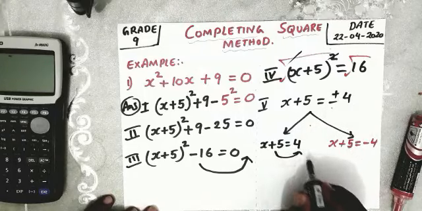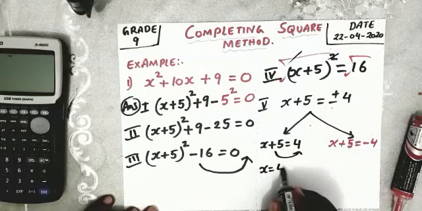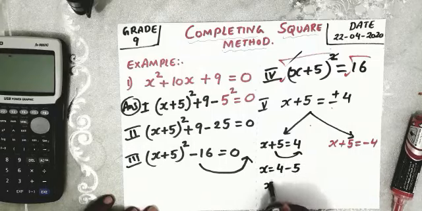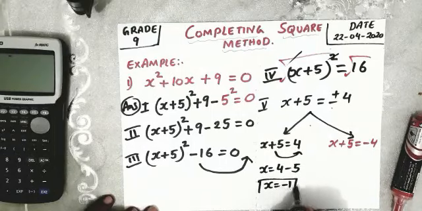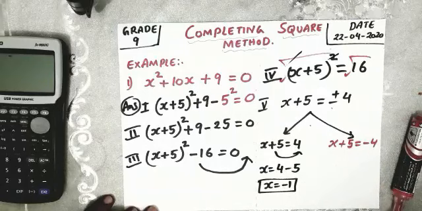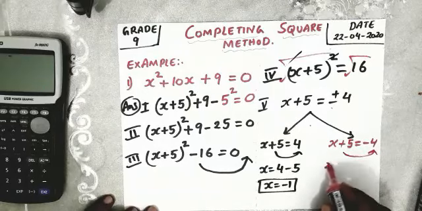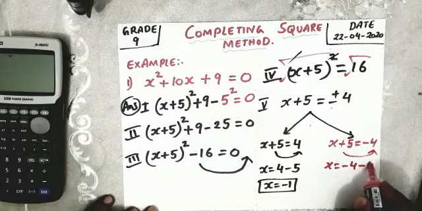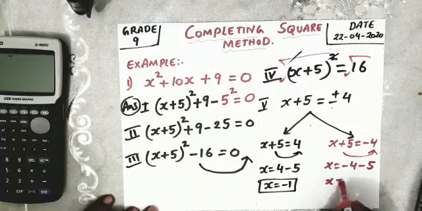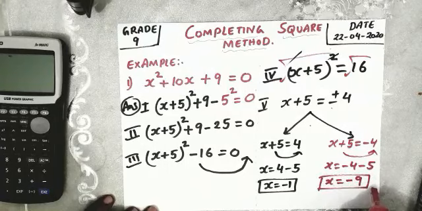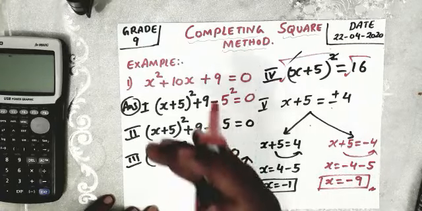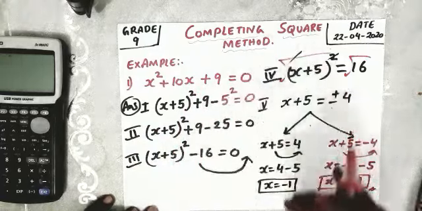Take the 5 on the other side. So x equals 4 minus 5. X equals negative 1. And take the 5 on the other side, or you do negative 5, negative 5. So you'll have x equals negative 4, negative 5. X is minus 9. Okay, so we are not only writing them in a vertex form, we are solving it.